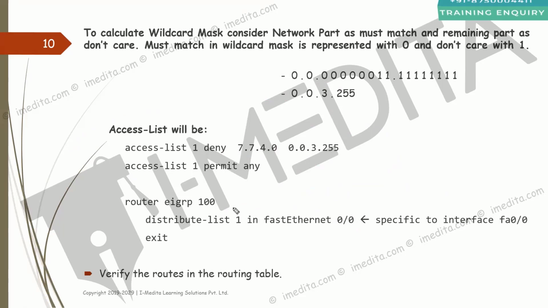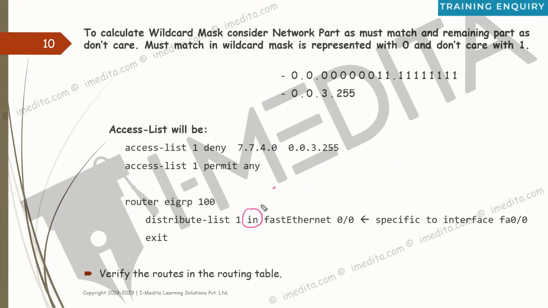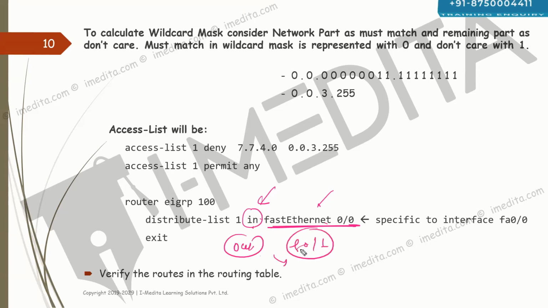We have the command distribute list 1 in. We have the command distribute list 1 in on an interface. We have the command distribute list 1 out. We have the command distribute list 1 out on a specific interface. In means incoming updates are going to be filtered. In interface means incoming updates are filtered on a specific interface. Out means outgoing updates are going to be filtered on all the interfaces, and out interface means outgoing updates are going to be filtered specifically on this particular interface.